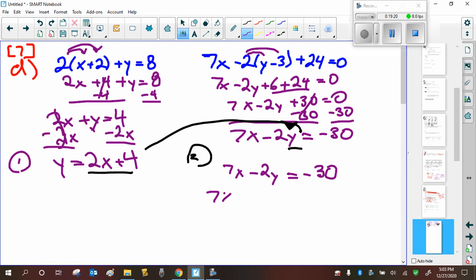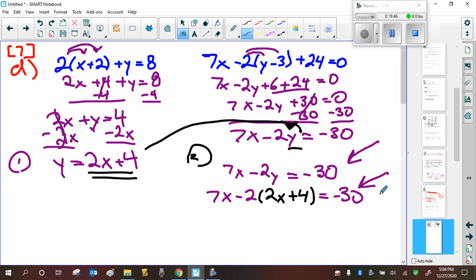So I have 7x subtract 2 times y, and y is now my black binomial here. So I put 2x plus 4. And the whole reason why we do substitution is to get this equation that is in 2 variables, x and y, into 1 variable, just x's, and now I can solve for x.